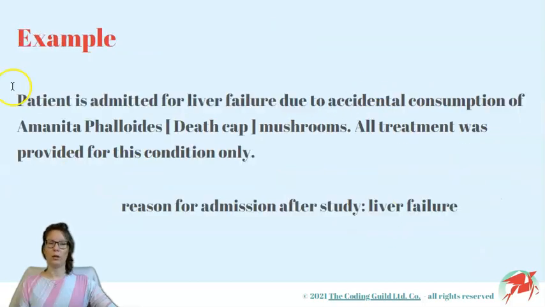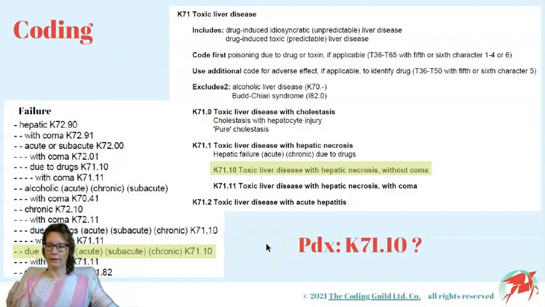other rules. For example, we have a patient who is admitted for liver failure due to accidental consumption of death cap mushroom. All treatment was provided for this condition only. The reason for admission after study is definitely the liver failure. This is what buys the hospital bed. This is what the patient is getting treated for. But the problem arises when we start coding for this case.